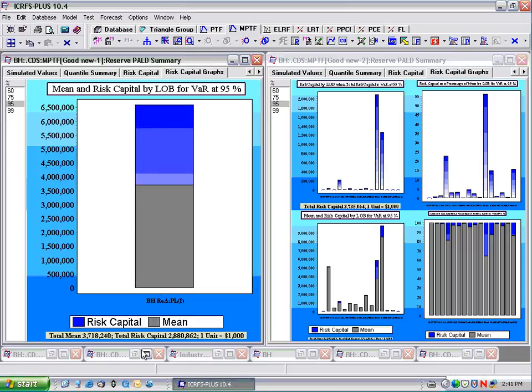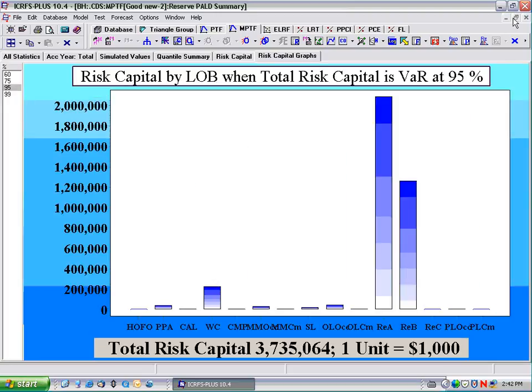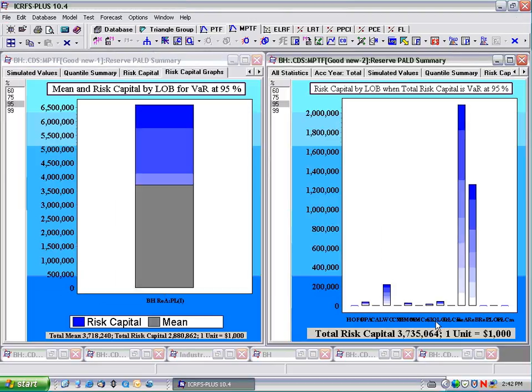What is the mean? Let's look at these two. The mean is 3.78 billion. The risk capital is 2.8 billion. That's a large proportion of the mean. Now that you're writing OEA with other lines of business, the total risk capital for the aggregate of all the lines is 3.73 billion, but how much do you allocate to OEA? Let's just find OEA. Remember, OEA is the largest. The fact that these letters overlap each other is going to be fixed by the time we release 10.4, and we're going to have the labeling at 45 degrees.